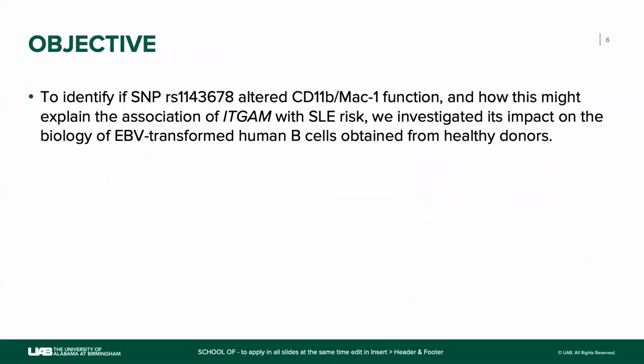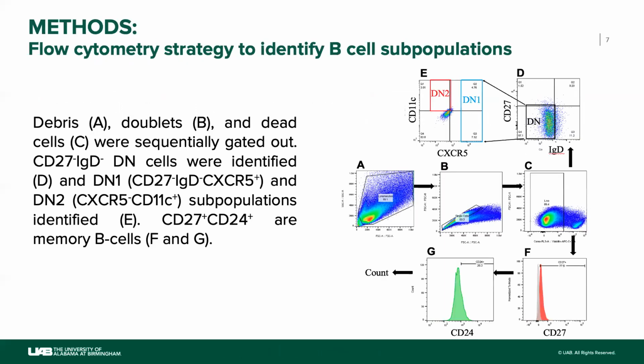So this study investigated whether SNP rs1143678 altered CD11B/MAC1 function and how this might explain the association of ITGAM with SLE risk. And in order to study this, we investigated its impact on the biology of EBV transformed human B cells obtained from healthy donors. So by flow cytometry, we assessed expression of CXCR5, CD24, CD11C, IgD, CD11B, and CD27 to determine the relative distribution of DN1 and DN2 subpopulations.